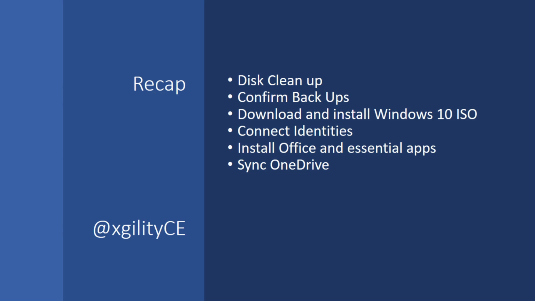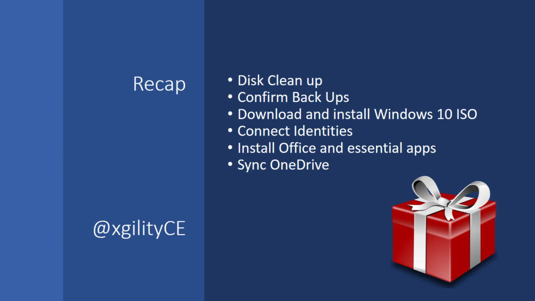So let's recap. Was that fun? Is it easy? Here are the steps to take. Clean up your disk first, confirm your backup. In my case, it's the cloud, so it just makes it easy. Download the latest Windows 10 ISO, install. Once the installation is in place, connect those identities, install your apps. For me, it's Office and a couple of other essential applications, sync my OneDrive, and I'm back up and running. Just in time to go out holiday shopping for the weekend.